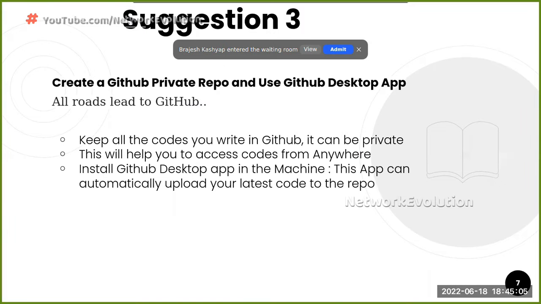Then try creating a GitHub repo. You can create a private repo initially and start putting the code there, so that you can have all your code in one place. So you can access it from any machine at any time, right? And later maybe you can make it public once you are very comfortable with the scripts and all the logic you have written.